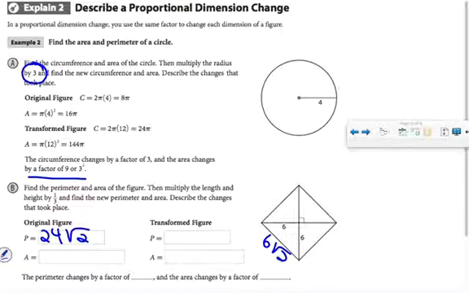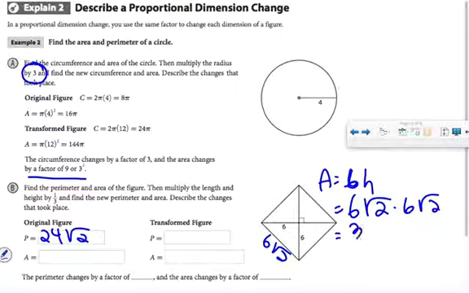The area, I can use area equals base times height. Since I already know that the lengths of all of the sides are 6 radical 2, I can take 6 radical 2 times 6 radical 2. Well, 6 times 6 is 36. Radical 2 times radical 2 is 2. And so the original area is 72.